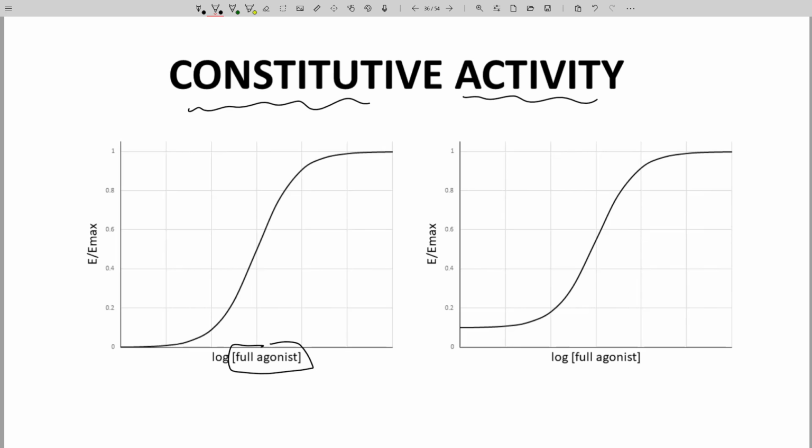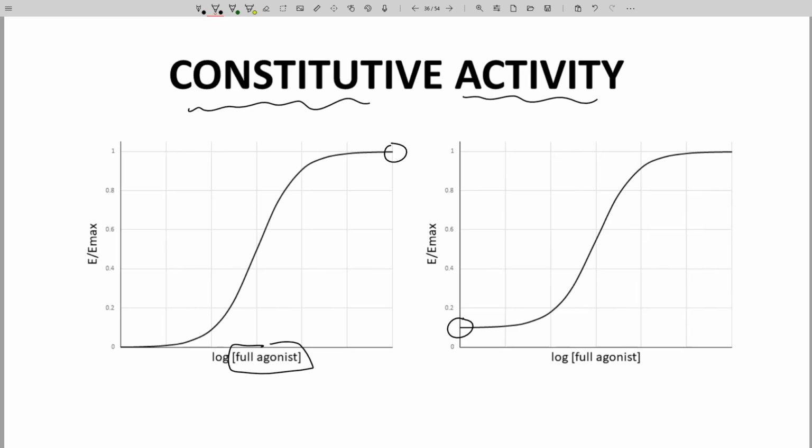The response starts at 0. The agonist concentration increases and the response eventually gets to 1 or 100%. Nothing new here. Some receptors, however, do not start at 0. Here's an example to the right. The response starts at 0.1 or 10%. From there, everything is normal.